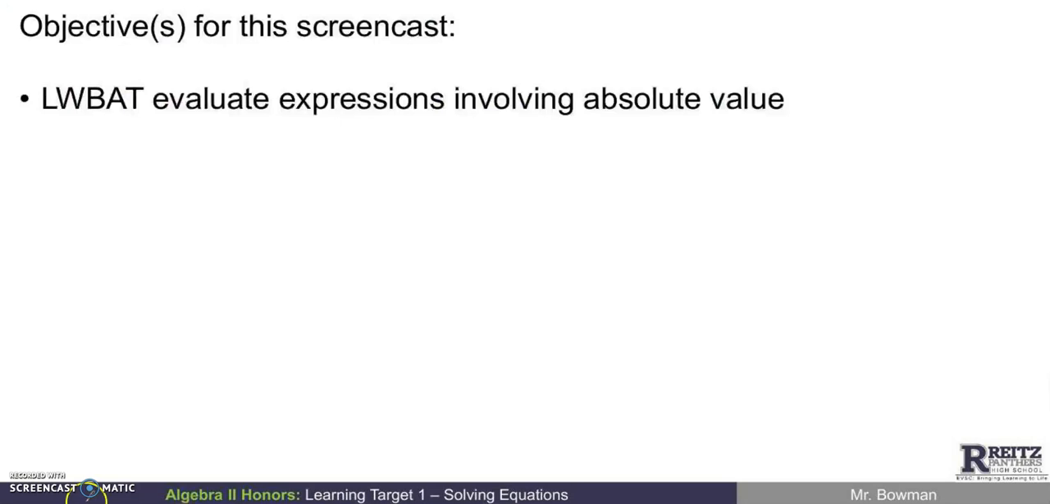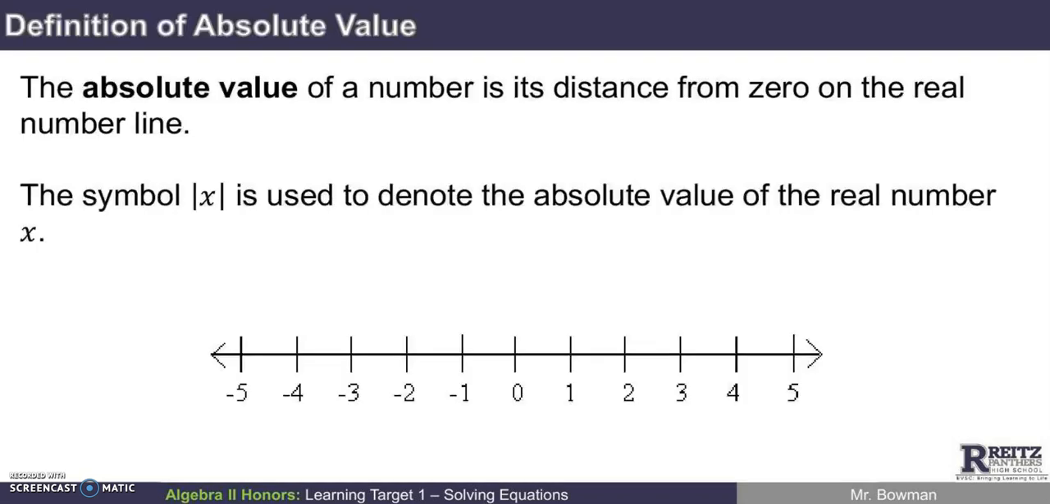In this screencast, our objective is learners will be able to evaluate expressions involving absolute value. You probably have some experience working with this before, or at least have some concept of what absolute value means. We're going to define it this way. The definition of absolute value is that it is the distance between a number and zero on the real number line. So we use this notation, the absolute value of x. We draw vertical bars on either side of the number we want to find its absolute value. That's the notation that we use.